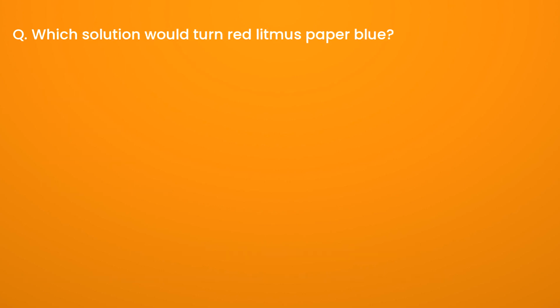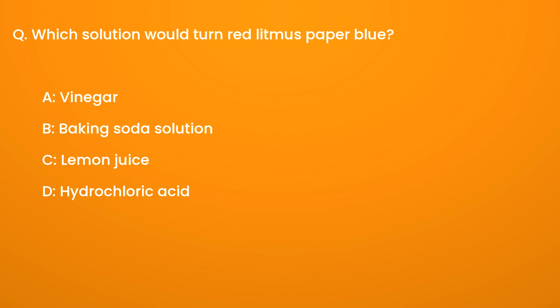Question: which solution would turn red litmus paper blue? Option A, vinegar. Option B, baking soda solution. Option C, lemon juice. Option D, hydrochloric acid. You have 5 seconds to answer the question.